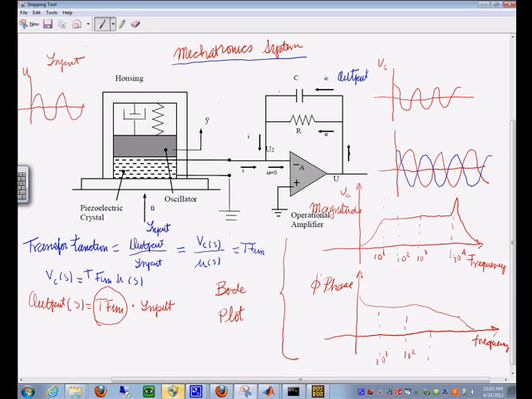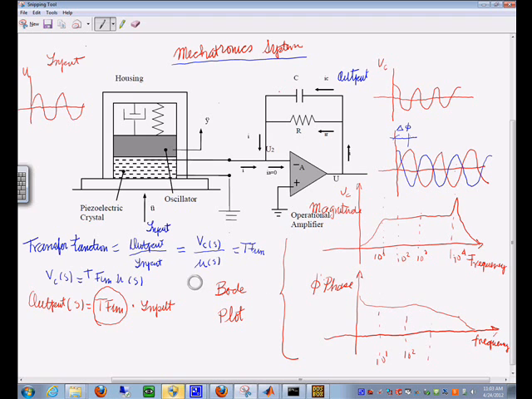So the difference between these two would be the difference in the angle. So the input is 90 degrees out of phase with the output, or say the other way around, the output is 90 degrees out of phase with the input. So those are the kind of tests that we need to do for this analysis of the sensor. So a little bit more on how it works.